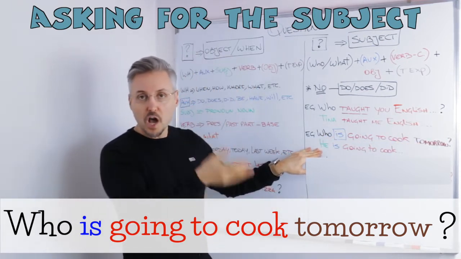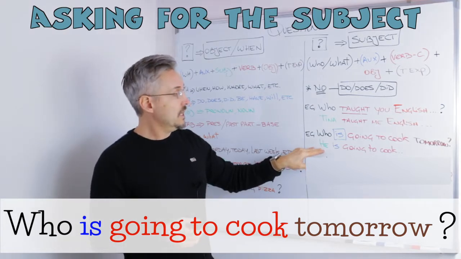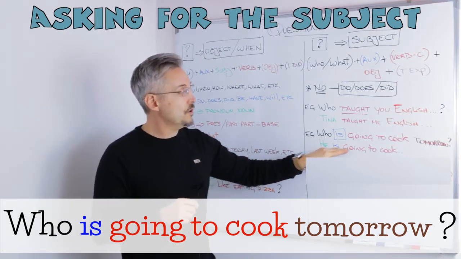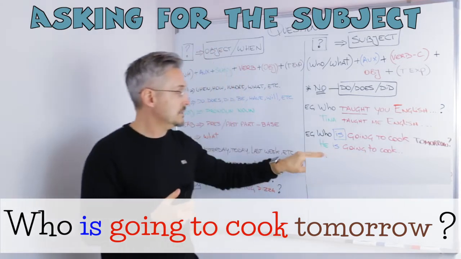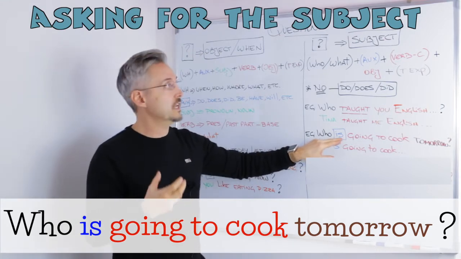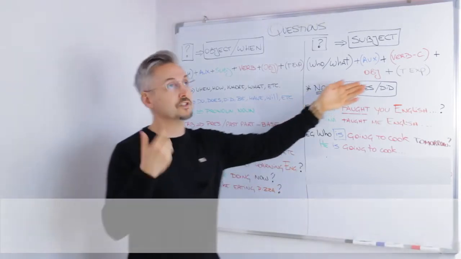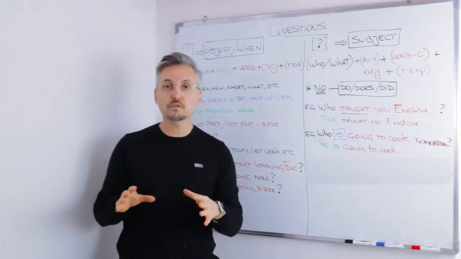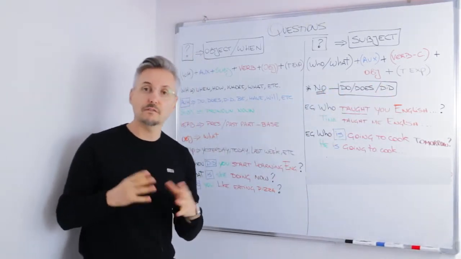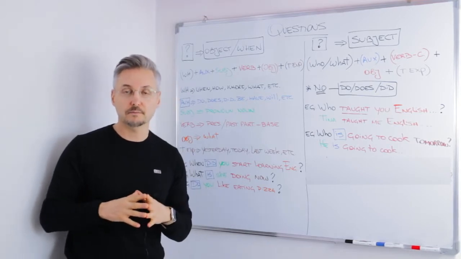Who is going to cook tomorrow? So, for example, John or Peter or he is going to cook tomorrow. Okay, as you can see, we need the auxiliary. So in this case, we need the auxiliary because it's not do, does, or did. Now, I'm going to give you another example of other types of questions.